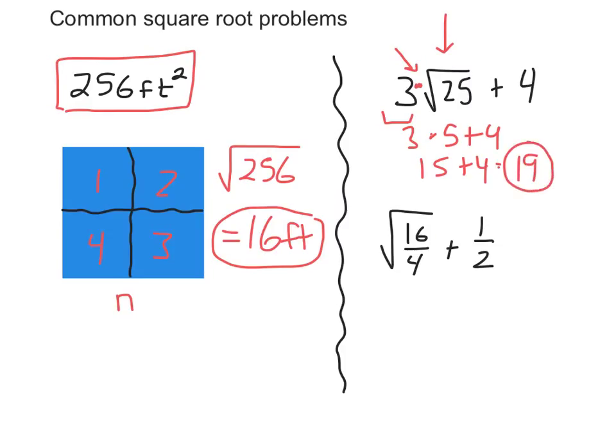In the next problem, the square root symbol is covering a division of 16 divided by 4. I have to go inside the square root as if it's in parentheses and do this first. First thing I'm going to do is the division. It's 16 divided by 4, or 4, and the square root, being the grouping symbol, comes next. So right now my problem is square root of 4 plus 1/2. Square root of 4 is 2, plus 1/2, my last step is to add, would give me 2 1/2.